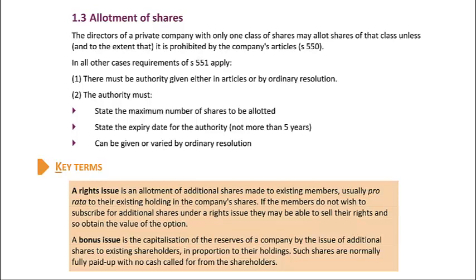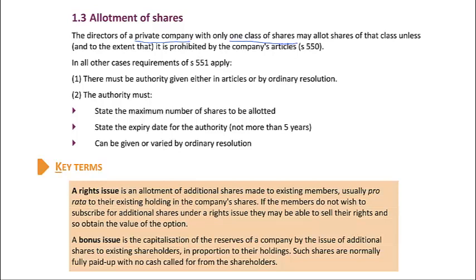Well, the basic rule, there's kind of two bits to it. If you are a director of a private company, so not a PLC, and you've got only one class of shares, so probably just ordinary shares, then you have an authority to issue shares. Nothing else needs to happen, provided the company's articles don't try and change that position.